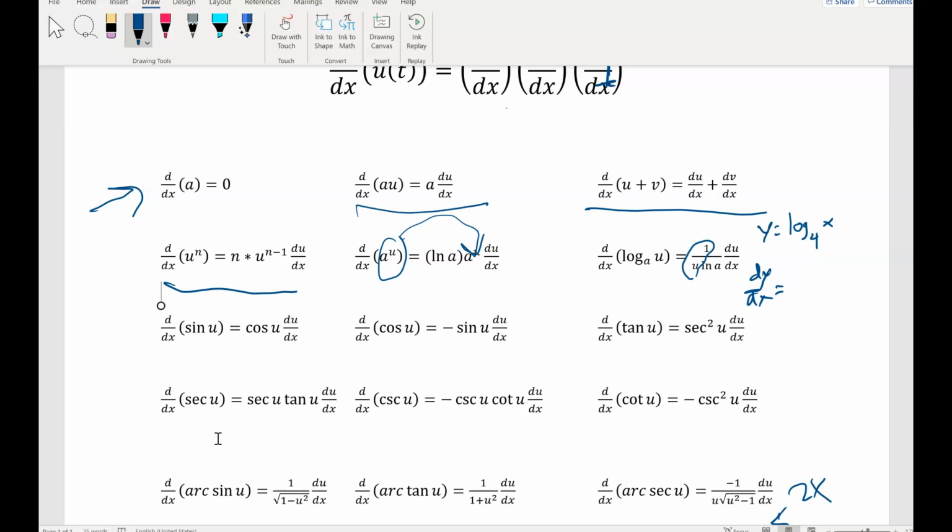So that's not very well written. This would be 1 over x times the natural log of 4 times the derivative of x, this dx/dx, which would just be 1, so I don't bother writing it.